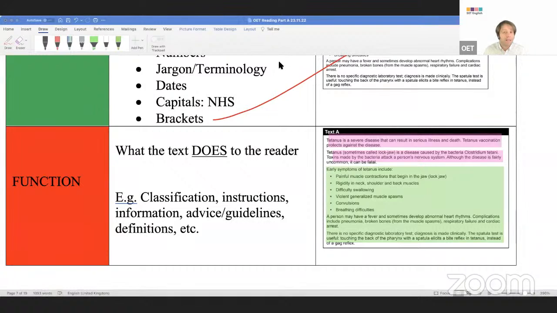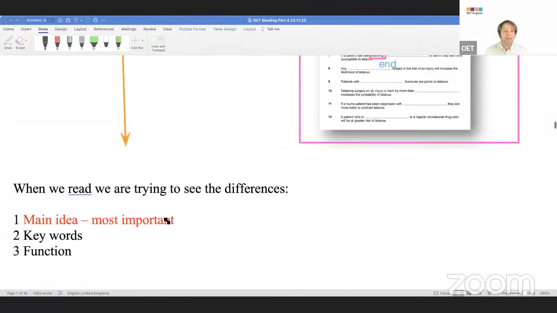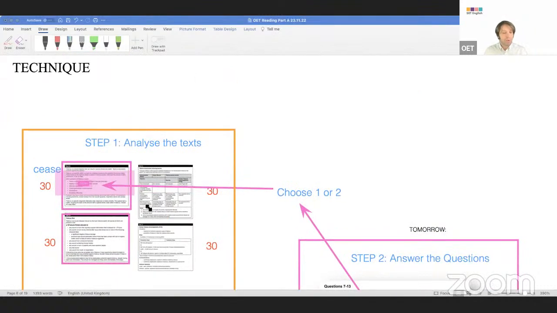Okay, why is that useful? Because it can help us to differentiate the texts. And remember, we want to differentiate the text because we want to find the answer, don't we? The more that we can see the differences here, the faster we can find the answers.